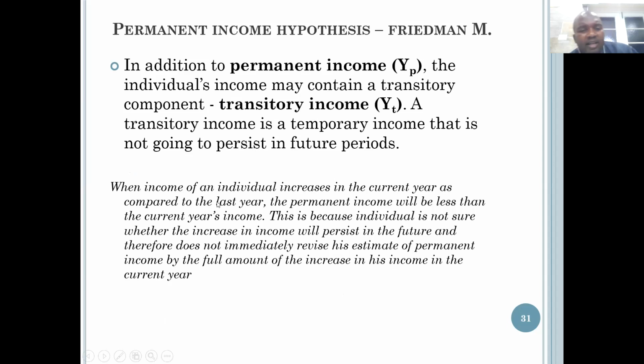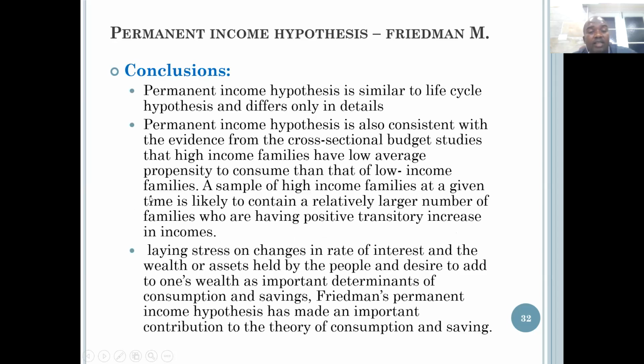When the income of an individual increases in the current year, as compared to the last year, the permanent income will be less than the current year's income. This is because the individual is not sure whether the increase in income will persist in the future, and therefore does not immediately revise his estimate of permanent income by the full amount of increase in his income in the current year. So what are the conclusions?